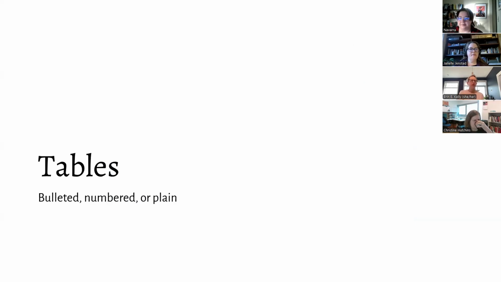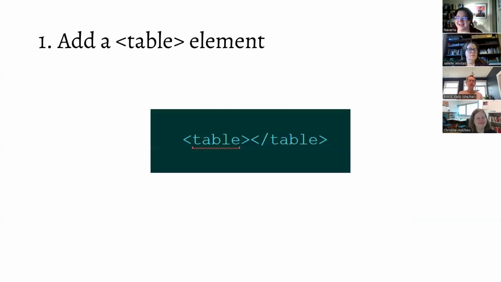Okay, tables. These aren't bulleted, numbered, or plain. That's a copy-paste error, sorry folks. These are just tables. Now we see these less frequently, but it's good to know how to deal with them anyhow in case you do want to add a table to any of your critical paratexts.